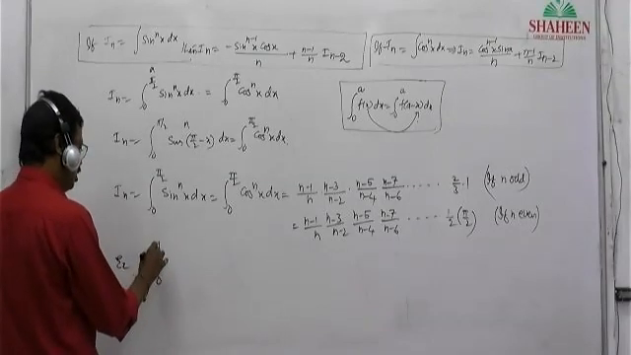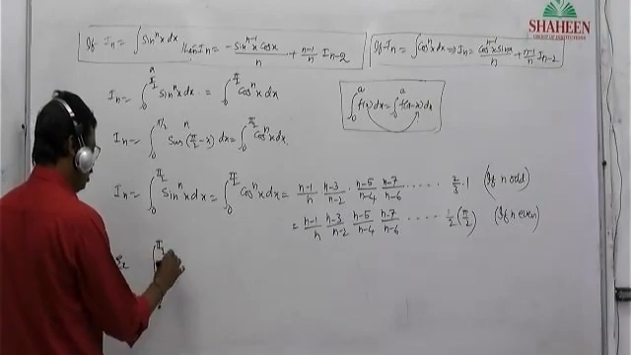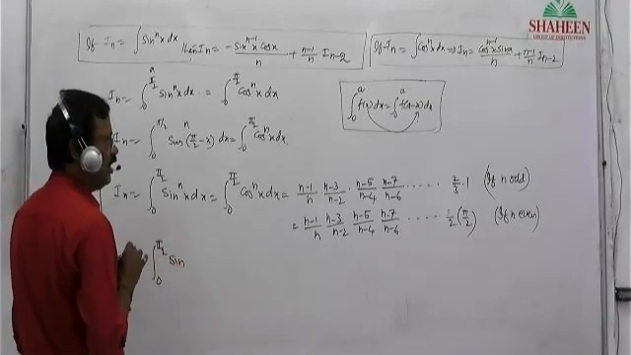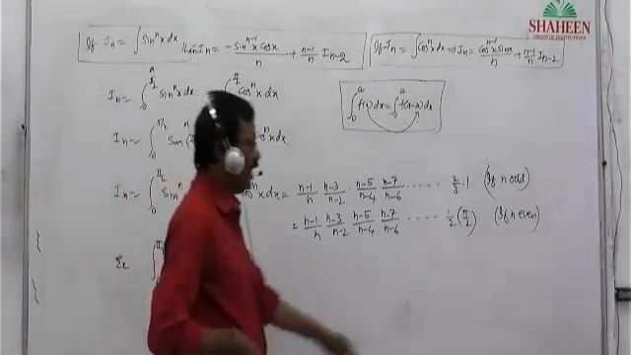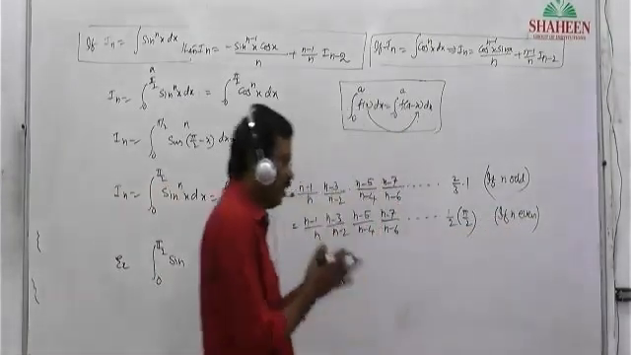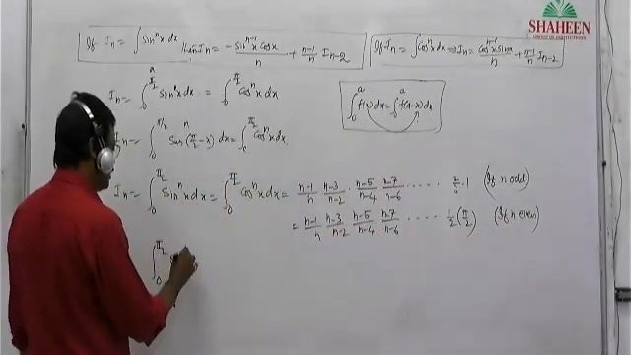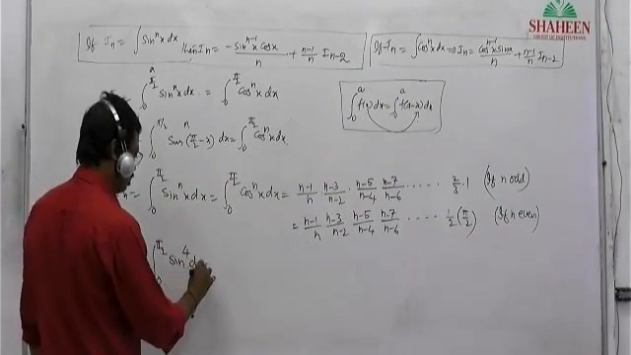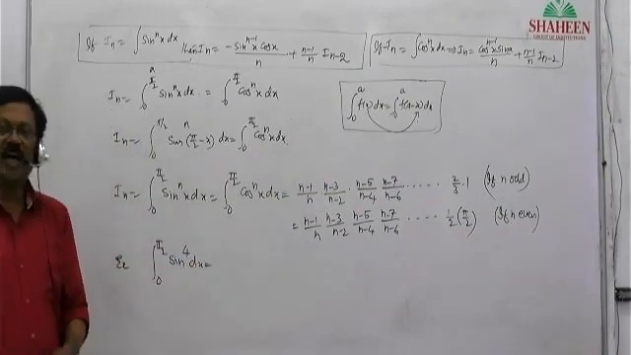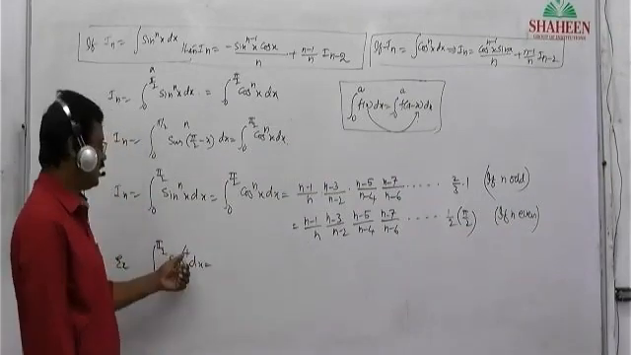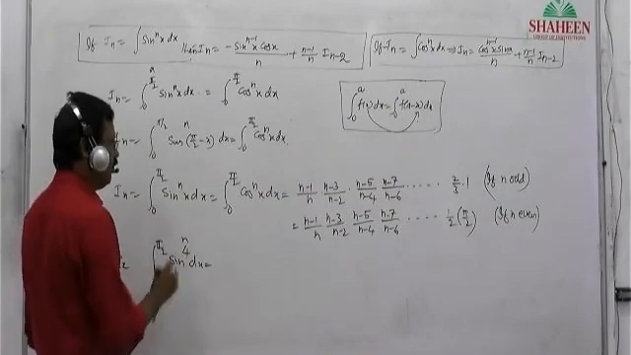Integral 0 to pi by 2 sin power 4. I am taking the even degree. Here n is even. So what am I taking here? n is even, n is equal to 4, right?